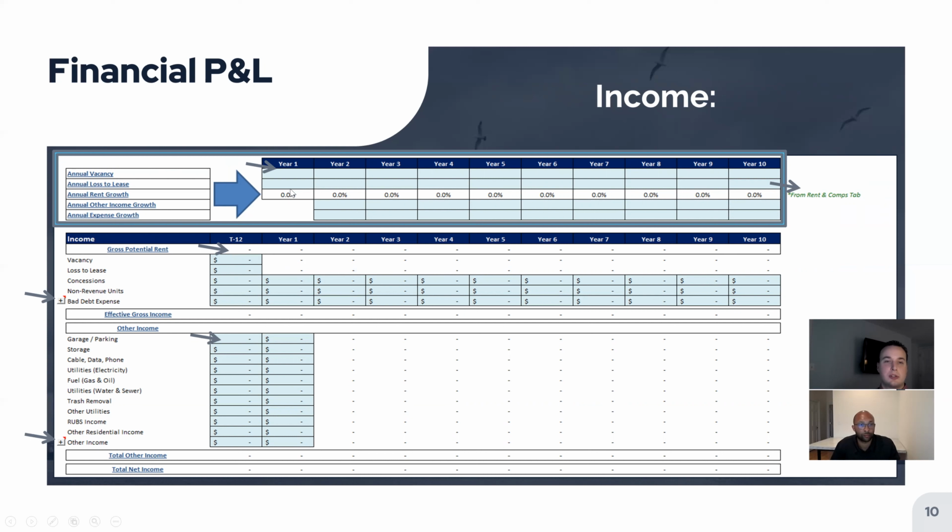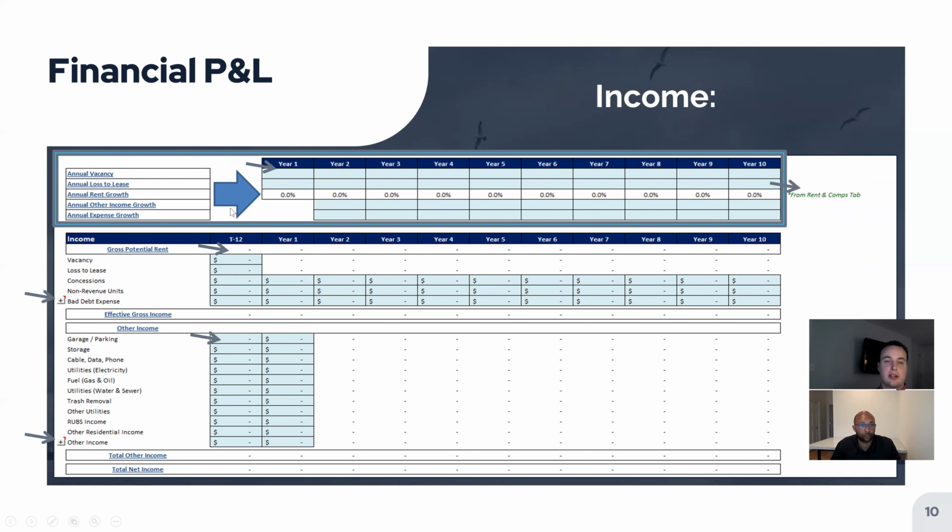And same thing for loss to lease. You would enter that as a percentage in year 1 as well, and that would back off the appropriate dollars down here in the financial section. So you'd input that for every year that you're going to hold the property, and then you'd also get down to notice that your rent is actually pulling from the rent tabs that you just completed. So once you're done with those rent tabs, you don't have to touch it again on here.